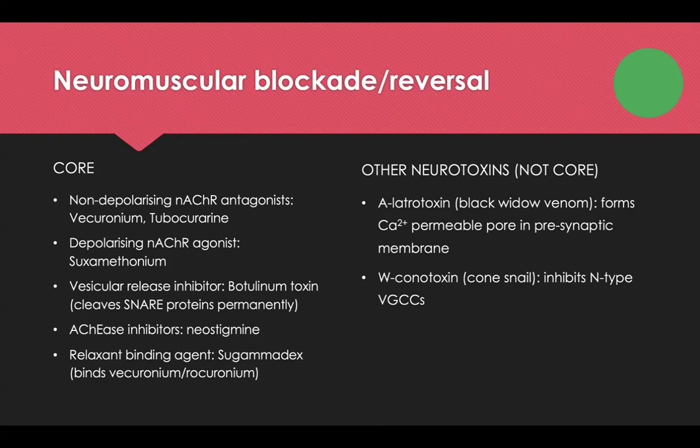The ones on the right aren't, but black widow venom, alpha-latrotoxin, forms a calcium permeable pore in the presynaptic membrane, which obviously interferes with the vesicular transport as well. And omega-conotoxin inhibits the voltage-gated calcium channels, specifically the N-type ones, which are expressed in the presynaptic bulb.